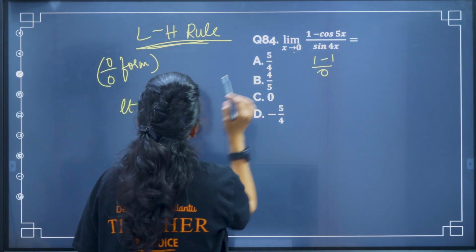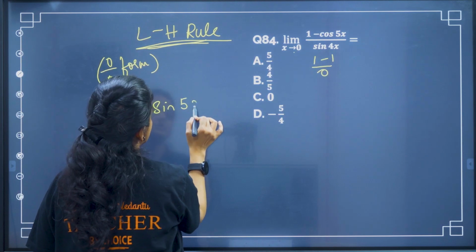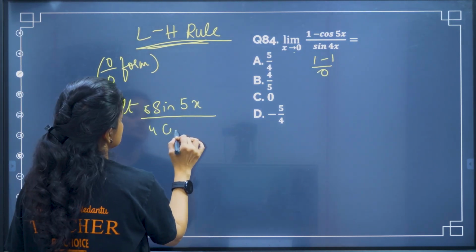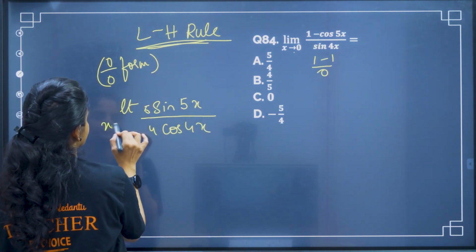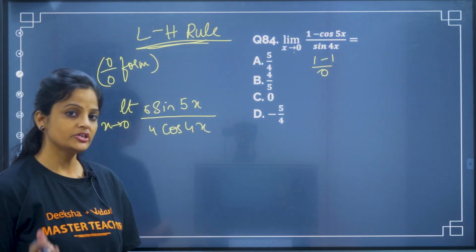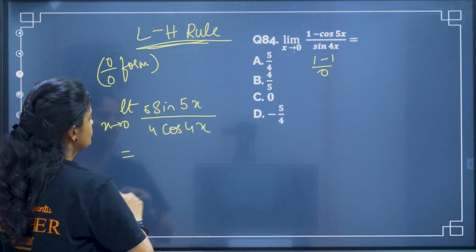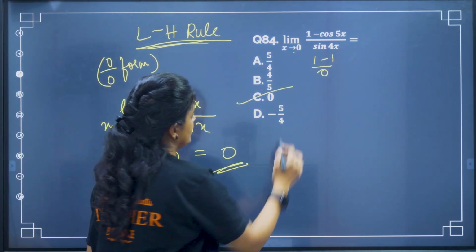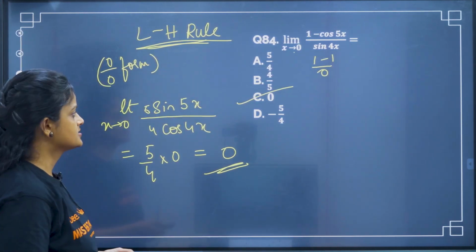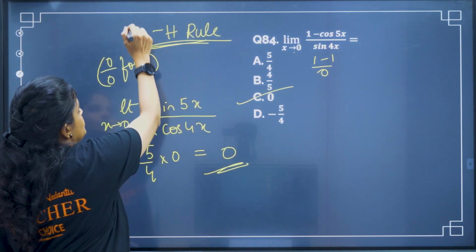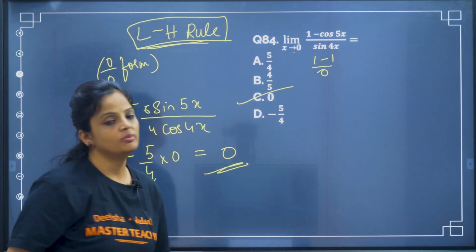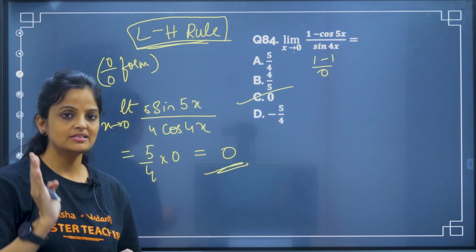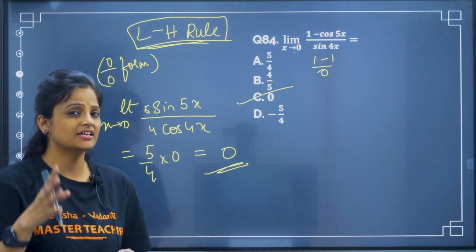Okay, we'll do that. Sin 5x into 5 divided by 4 cos 4x. Done. On putting the value, I should not get 0 by 0, but I am allowed to get 0 here. So if 0 is there, no problem. Take it as the answer. Option C, 0 is the answer. Very simple when you take L'H rule. Otherwise, you have to go with a trigonometric formula. That is also possible, taking the multiple angle formula, but very lengthy, very descriptive.